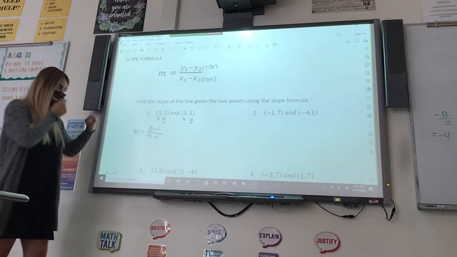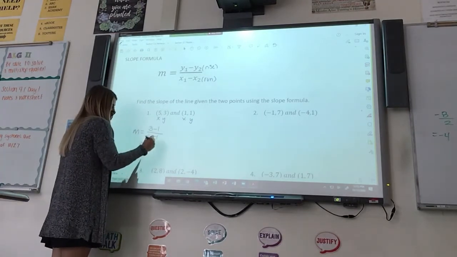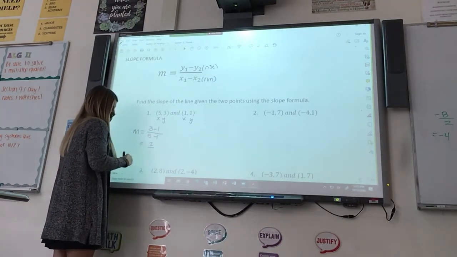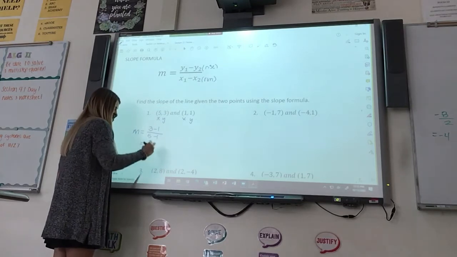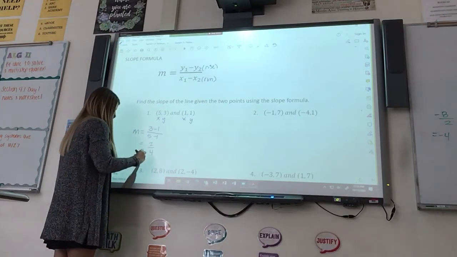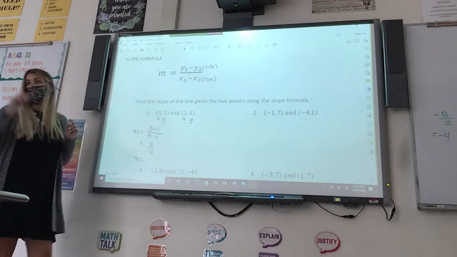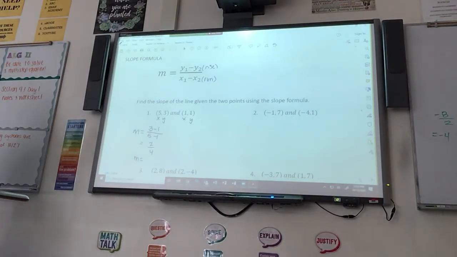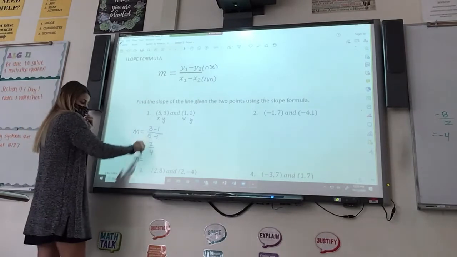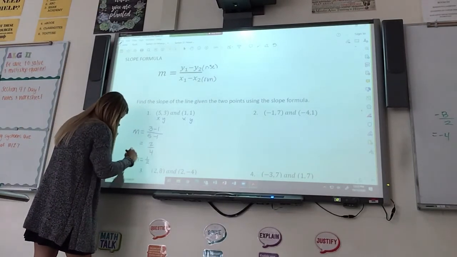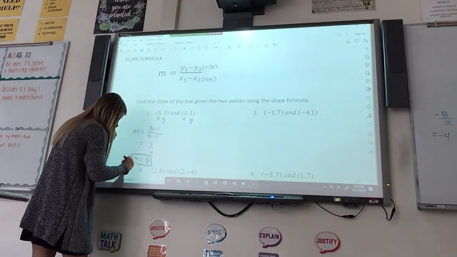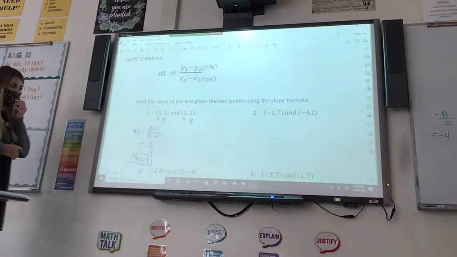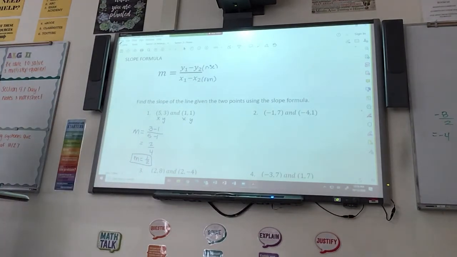Okay, and then you just calculate it out. So 3 minus 1, that's 2. 5 minus 1, that's 4, but let's make sure we always simplify. How could you simplify 2 over 4? Right? One half. That is 1/2, right? We could divide both of these by 2. So my slope is 1/2. That's easy.